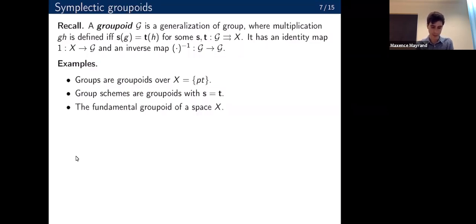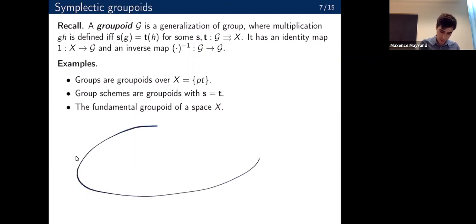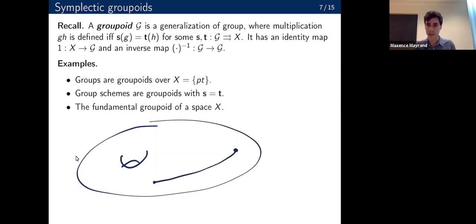Also, the canonical example is the fundamental groupoid of a space X. That's when you look at a topological space and the space of paths up to homotopy. You view a path from two points on this space. The source is the evaluation of this path at the starting point, and the target is the evaluation at the endpoint. Then you can compose paths if and only if the source of one corresponds to the target of the other. This gives us another path. So groupoids are just the axiomatization of this notion of concatenating paths in a space.